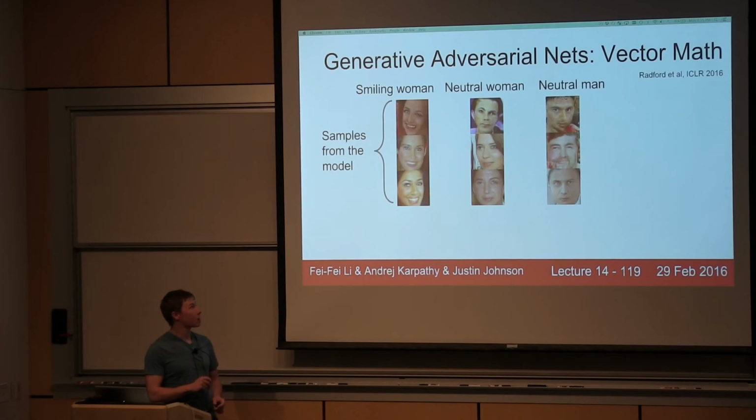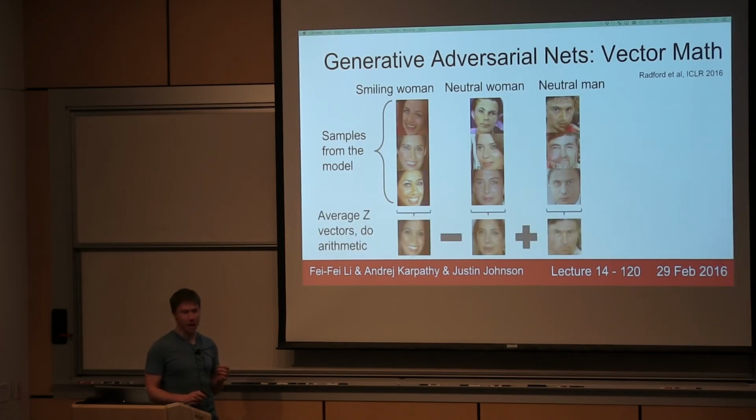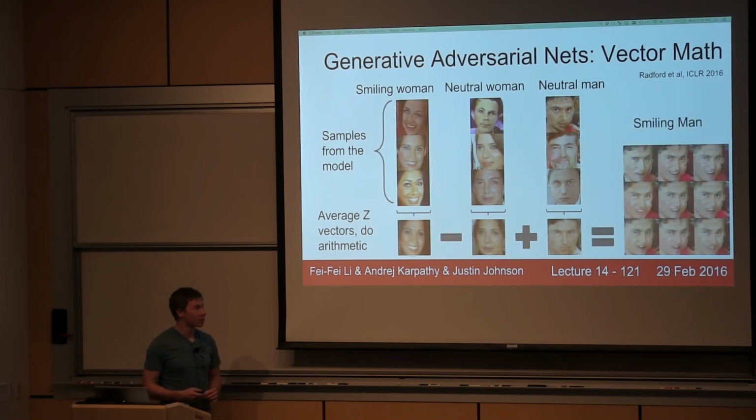Each of these was produced from some latent state vector. So we average those latent state vectors to compute the average latent state of smiling women, neutral women, and neutral men. Now that we have these latent state vectors, we can do some vector math. We can take a smiling woman, subtract a neutral woman, and add a neutral man. What would that give you? You hope that would give you a smiling man, and this is what it generates.